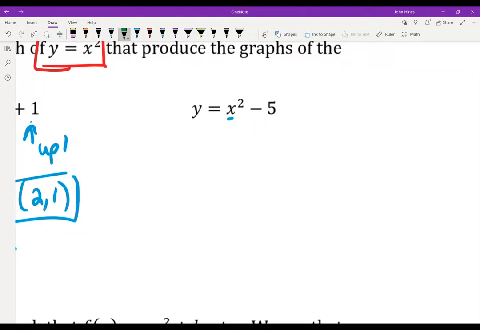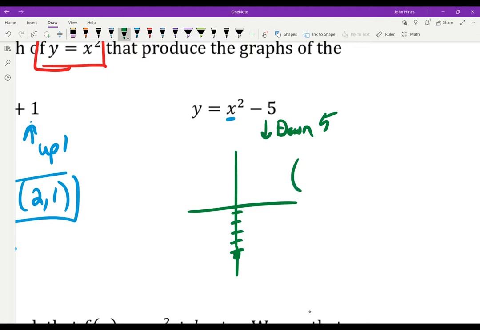Specifically, I don't see an inside shift, so I'm not moving left or right at all. I'm just going down 5. So if we start at (0, 0), I don't need to move left or right at all. I'm just going 1, 2, 3, 4, 5. I'm just going down 5, and that's my new vertex. I didn't move left or right at all, but I did go down 5.